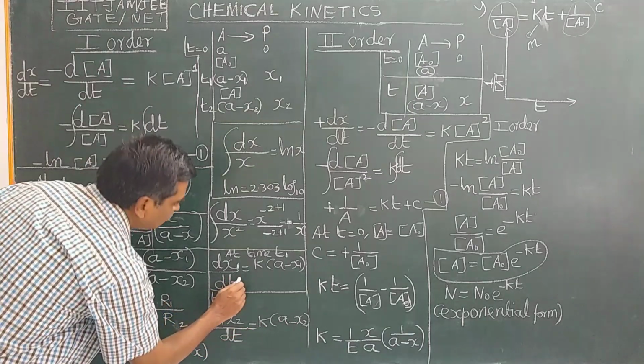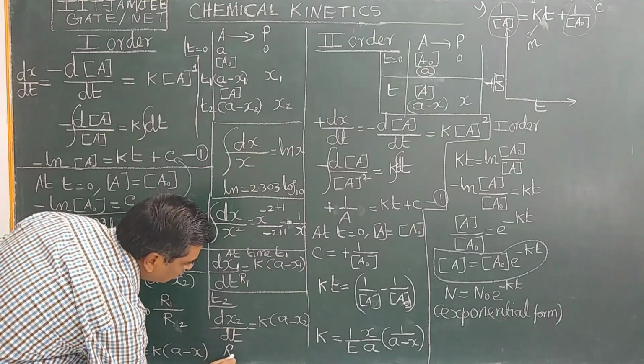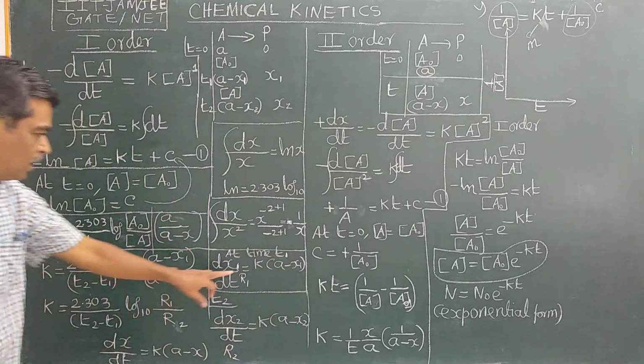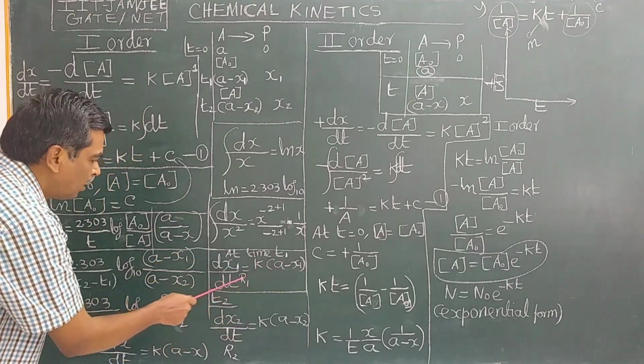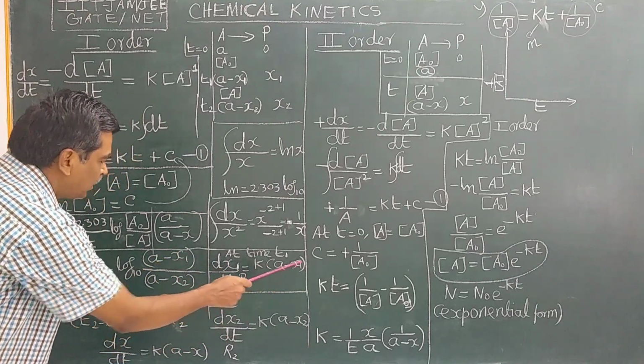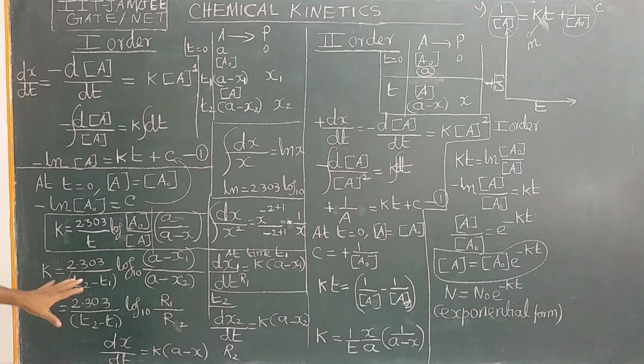Therefore, this is R1 at time T1, and this is R2. Therefore R1 is directly proportional to A minus X1, and this can be expressed as R1 by R2. The problem may be asked in different ways. That's why we need to know everything.